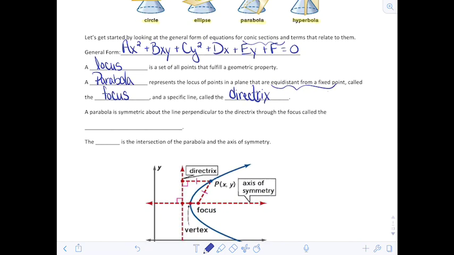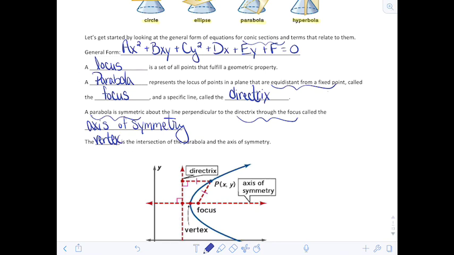So a parabola, we know this, is symmetric. But it is going to be symmetric about the line perpendicular to the directrix through the focus, and this you know as the axis of symmetry. Okay, and the vertex is the intersection of the parabola and the axis of symmetry.